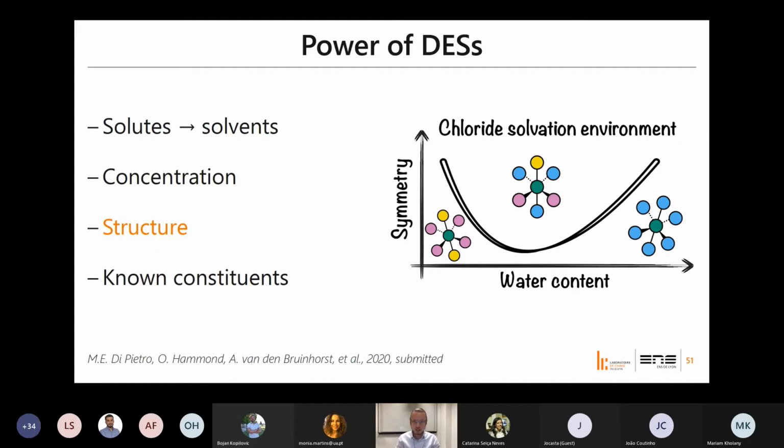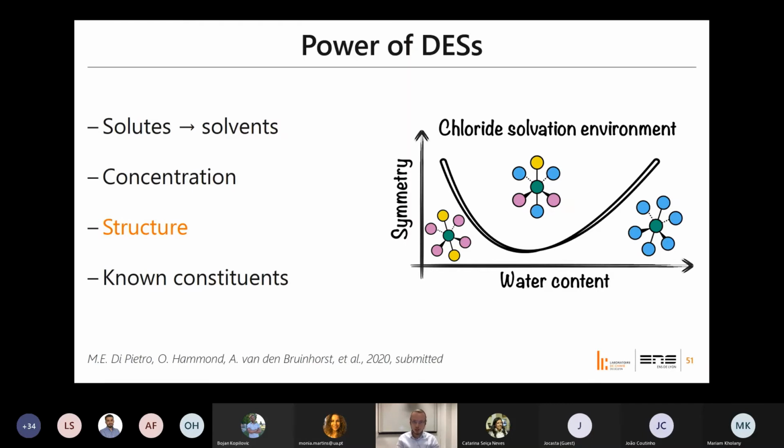And what we did recently, and that's submitted now, is study what the role is of this chloride ion in choline chloride deep eutectic solvents. And what we did is adding a little bit of water and see how this affects the chloride solvation environment. And what we saw is that if you have the neat ionic liquid, there is quite a bit of symmetry around the chloride ion. But as soon as you add water, this symmetry is disrupted, and you get a dip in the symmetry.